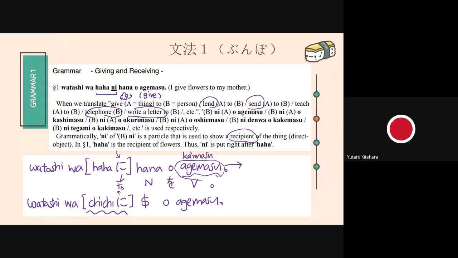If you take it out, it becomes I give money, but never says give to whom, so not much information. So basically again, it's the recipient. Particle ni translates to to. You see, particle ni has a lot of meanings, right?